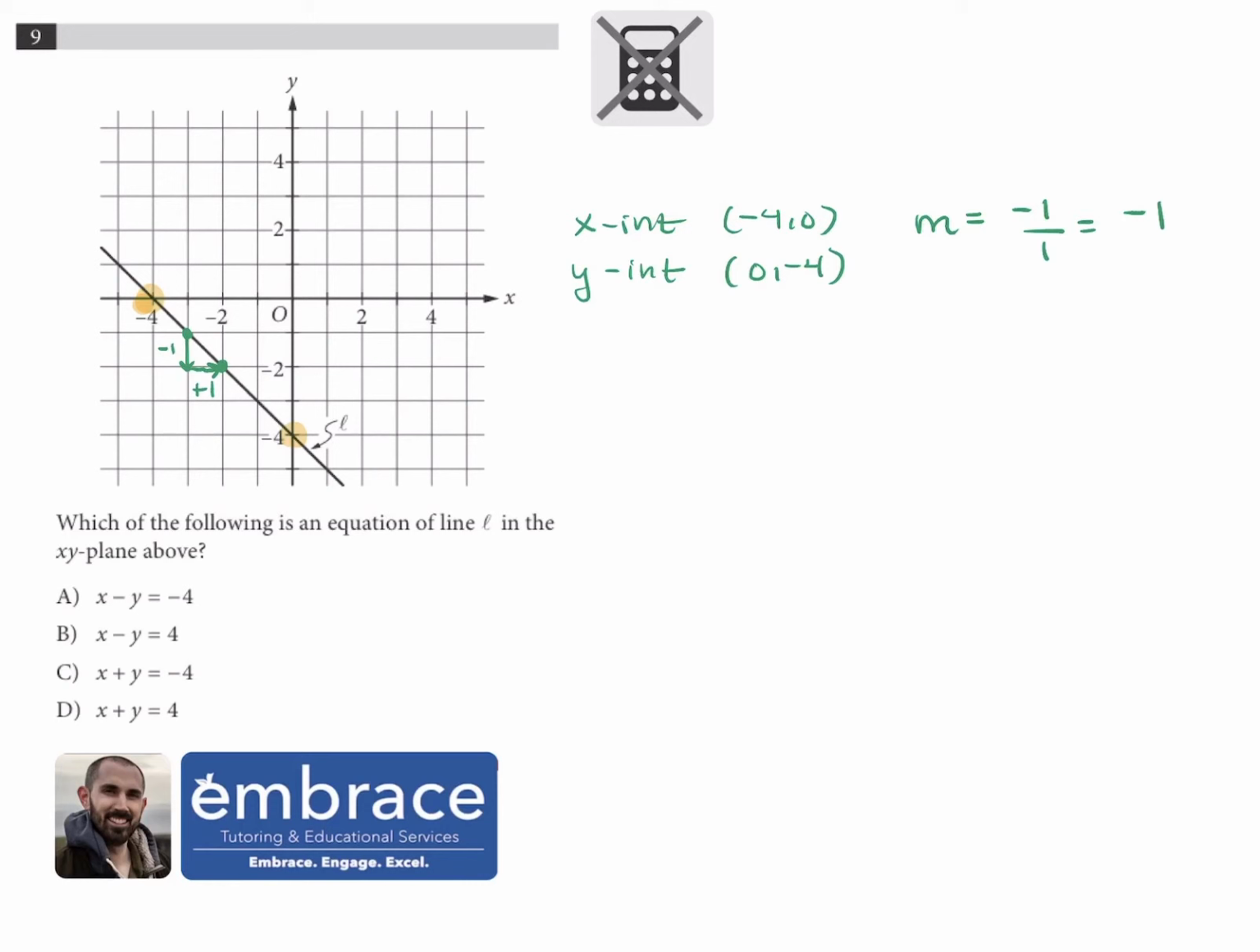Okay, so we're looking for an equation of the line that has a slope of -1 and a y-intercept or an x-intercept of -4. One form that you're probably most familiar with is slope-intercept form. And that looks like this, y equals mx plus b, where m is your slope and b is your y-intercept.